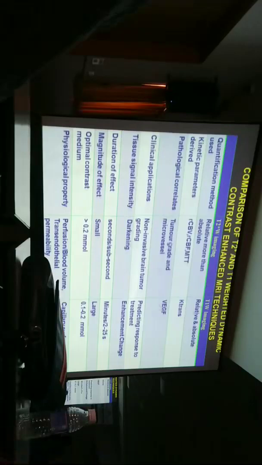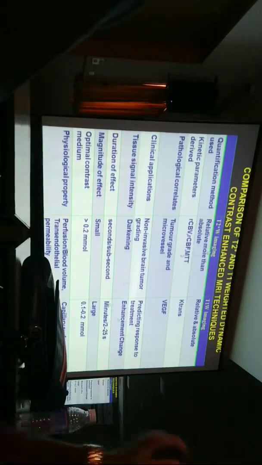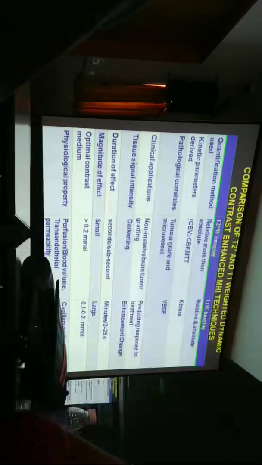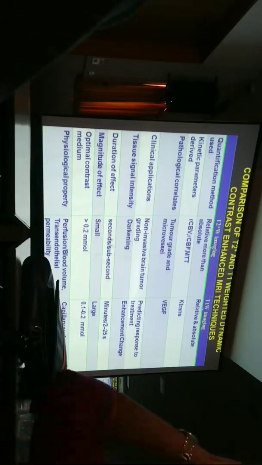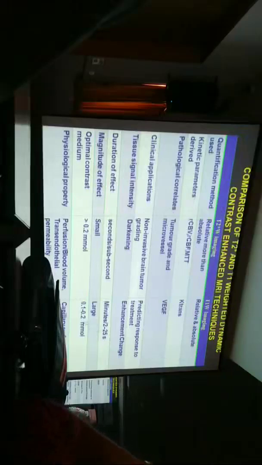Because it is T2, we are assessing darkening. In case of T1, we are looking for the enhancement, and we usually do it within a minute, less than a minute in case of T2 star weighted imaging. We are acquiring the first pass of the contrast, so it is sub-second in case of T2 star imaging, whereas in T1 weighted imaging, we do 2 to 25 seconds. So the effect may be very small in T2 star imaging and large in T1 weighted images. So these are all the differences in T2 star and T1 weighted images.